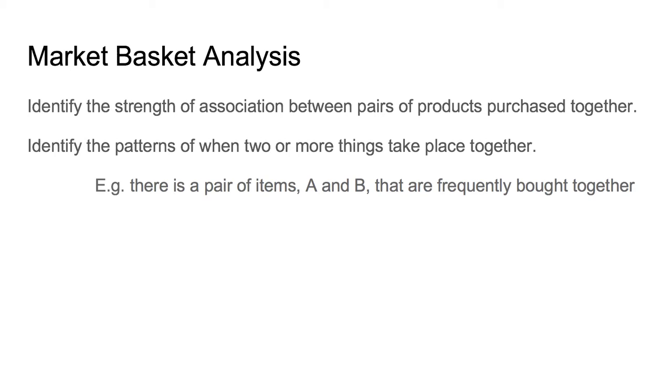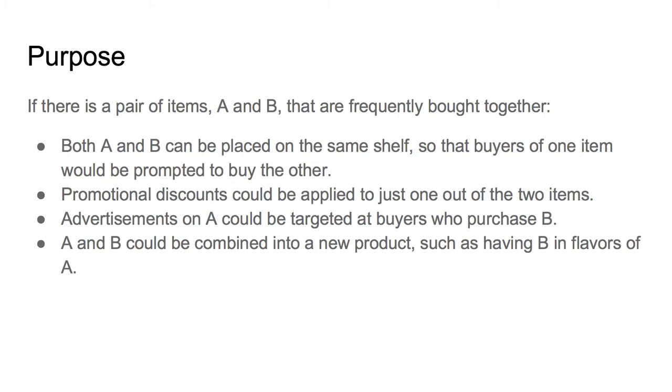Market basket analysis identifies the strength of association between pairs of products purchased together. It identifies the patterns of when two or more things take place together. For example, we want to identify if there is a pair of items, A and B, that are frequently bought together. The purpose: if there's a pair of items, A and B, that are frequently bought together, what can we do?